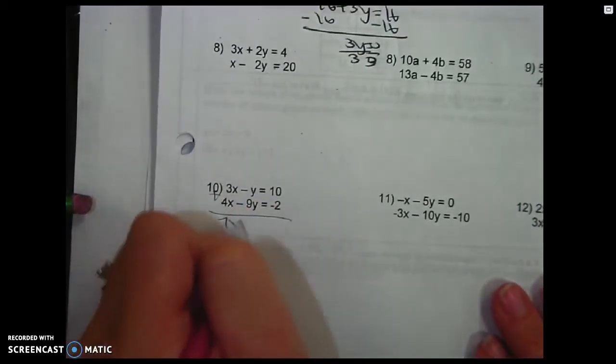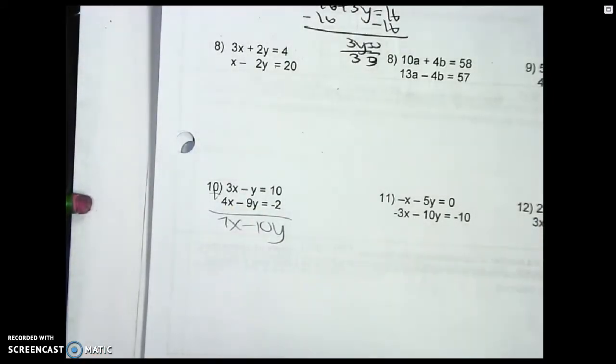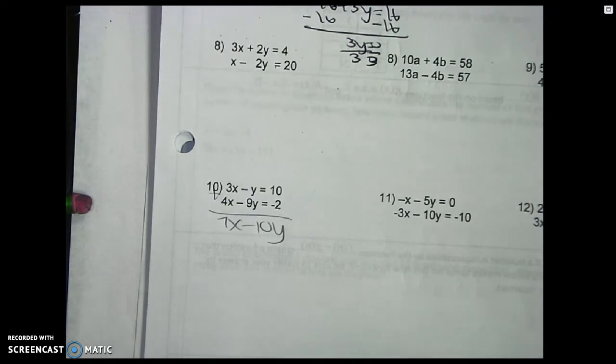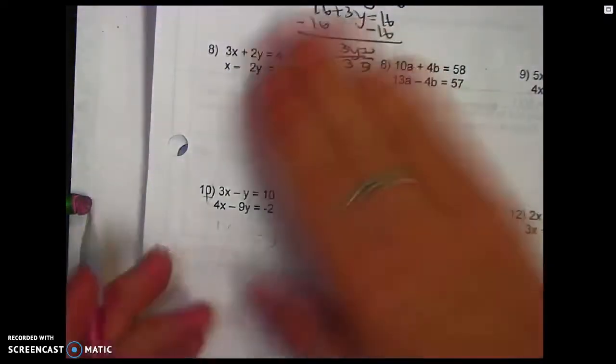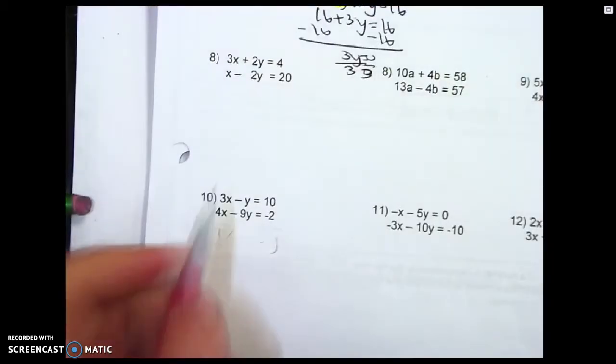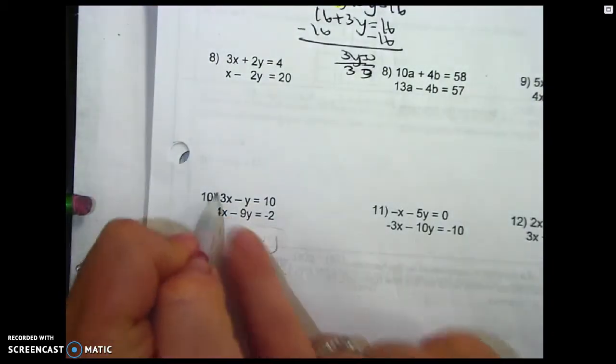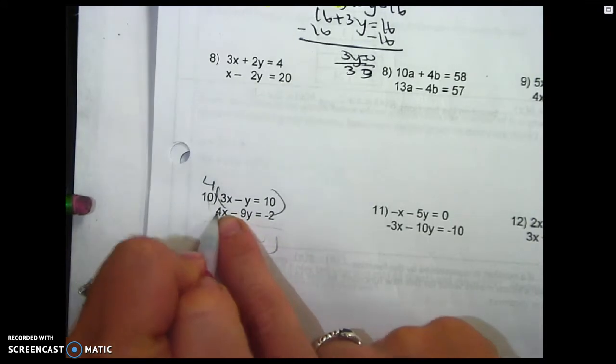Because if I add, I get 7x minus 10y. I didn't eliminate anything, but I like elimination. Honestly, I think a lot of you are going to like elimination the best, and that's fine. But it's not working the way it's set up right now, so what I need to do is manipulate it to make it work. I think the easiest way to do it is whatever the second guy is, give it to the first guy for the x.